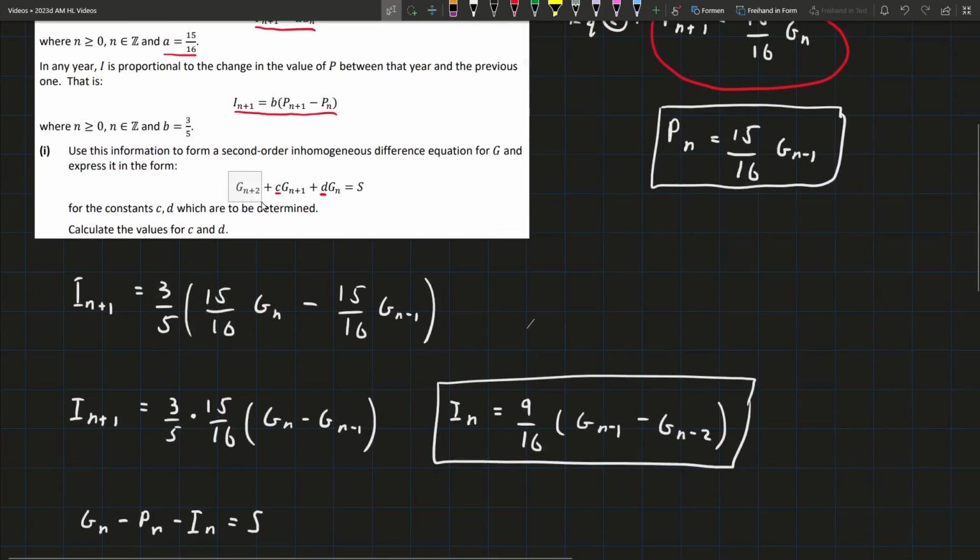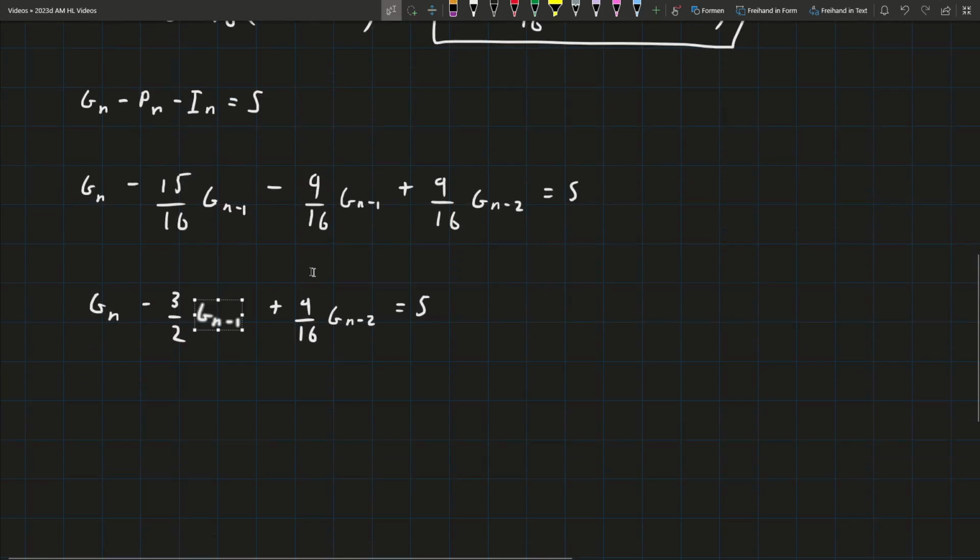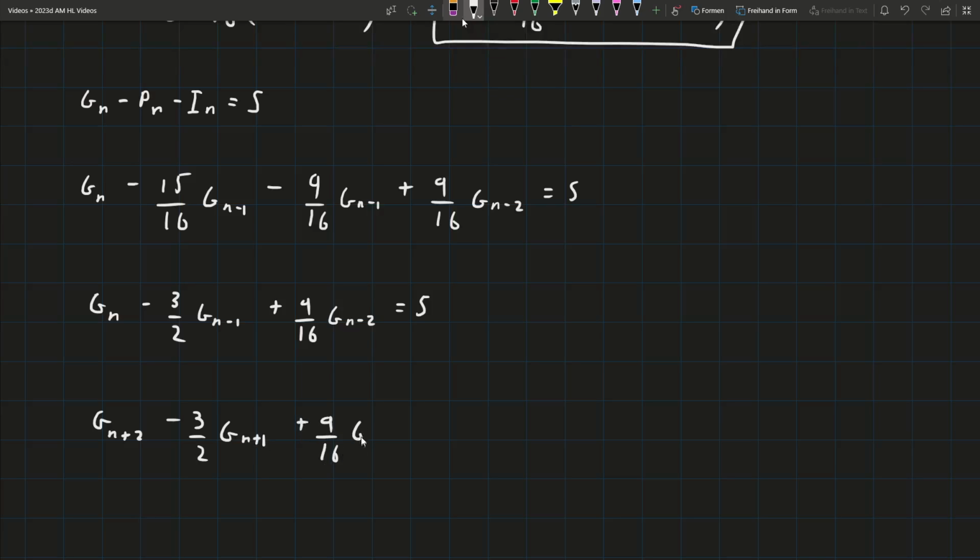This is saying that the n plus 2 second term is the term before that plus d times the term before that. This is the same thing. It's just scaled down. It's telling us the Gn minus the term before and the term before that. So we can actually just scale this up by adding 2 to each of the ns. So we have the Gn plus 2 minus 3 over 2 Gn plus 1 plus 9 over 16 Gn equals s. That kind of looks like a 5, but that's an s. And that's our final answer.